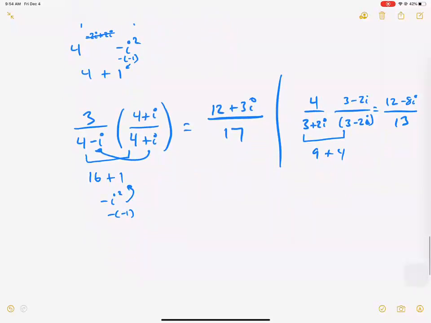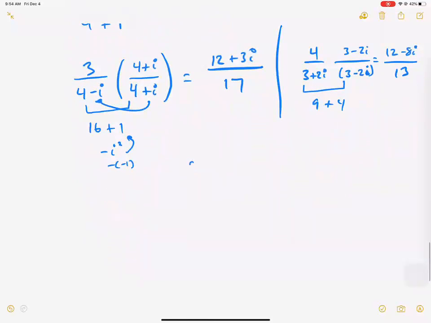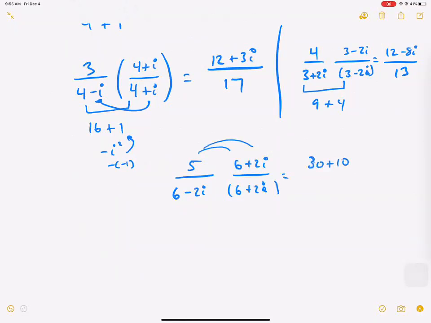Sure. I'll do one more. Let's do another. 5 over, let's say, 6 minus 2i, okay? So I don't like the imaginary numbers on the bottom. So we're going to write instead 6 plus 2i, 6 plus 2i. Let's multiply the top. 5 becomes 30 plus 10i.